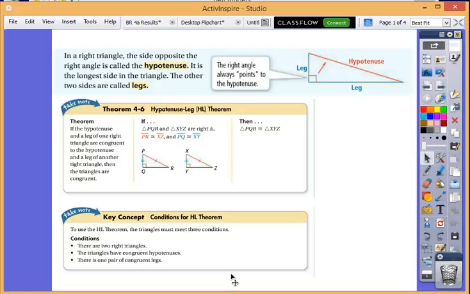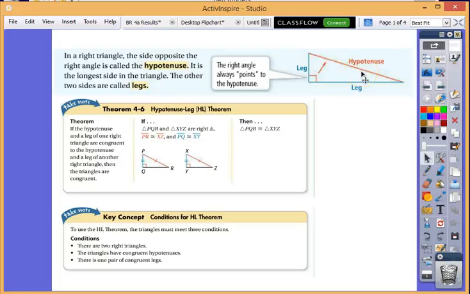So, because there can only be one right angle in the right triangle, that allows us to label certain sides with certain names based on the positioning of the right angle. In a triangle, the right angle always touches two sides, and we're going to call those the legs of the triangle. And the side that doesn't touch the right angle, the side opposite the right angle, is going to be called the hypotenuse.